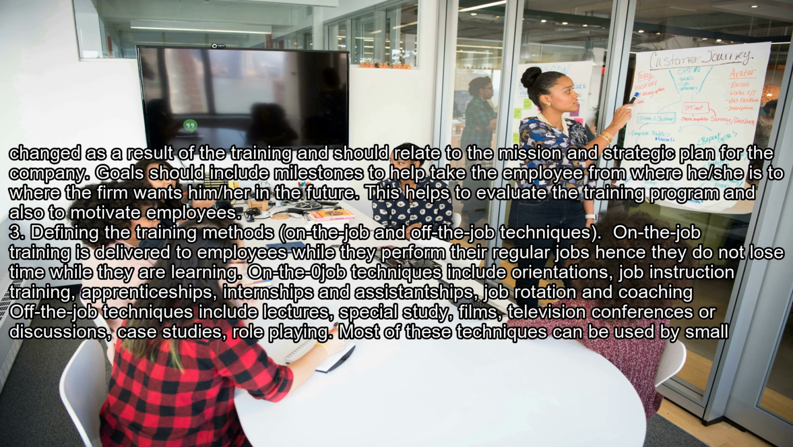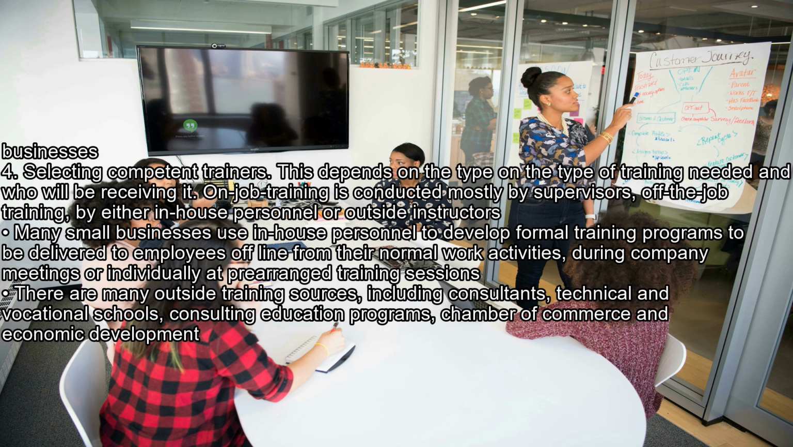3. Defining the training methods: on-the-job and off-the-job techniques. On the job, training is delivered to employees while they perform their regular jobs, hence they do not lose time while they are learning. On-the-job techniques include orientations, job instruction training, apprenticeships, internships and assistantships, job rotation, and coaching. Off-the-job techniques include lectures, special study, films, television, conferences or discussions, case studies, and role-playing. Most of these techniques can be used by small businesses.